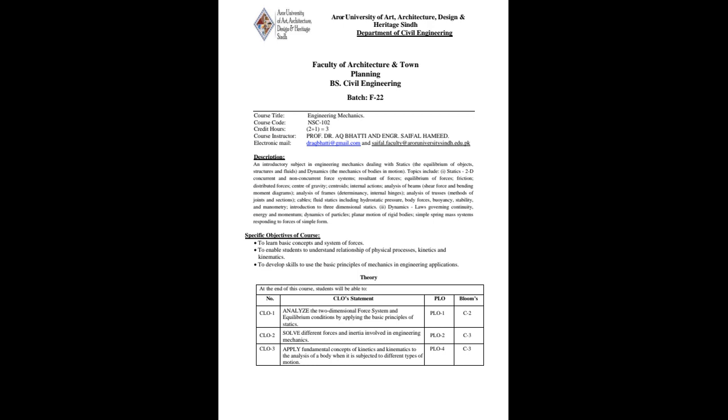Then we have the program learning outcomes. Mostly we have 11 program learning outcomes, and these are the relevant program learning outcomes for this course. Then there is Bloom's taxonomy, which is an outcome-based education classification of our courses or CLOs. Based on this, we categorize those CLOs based on Bloom's taxonomy.